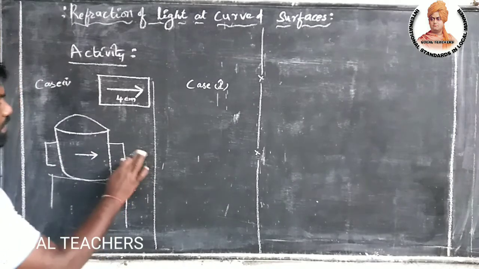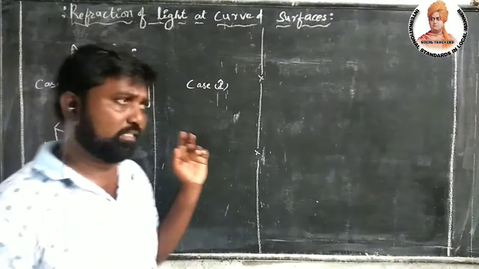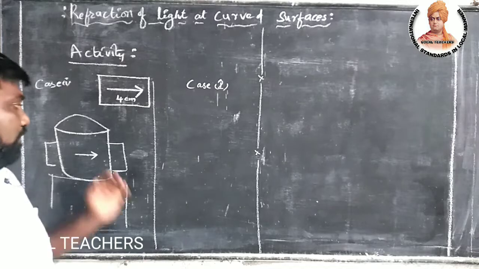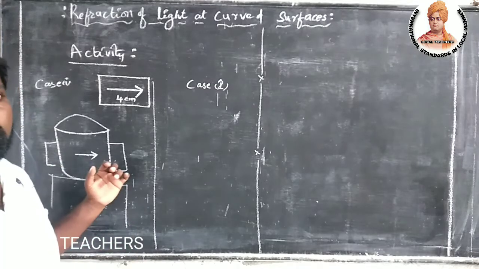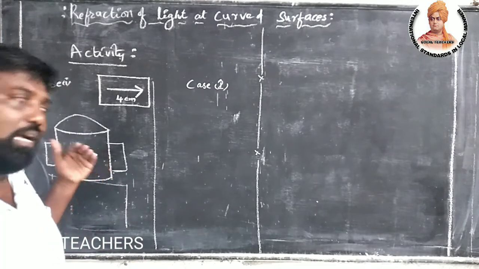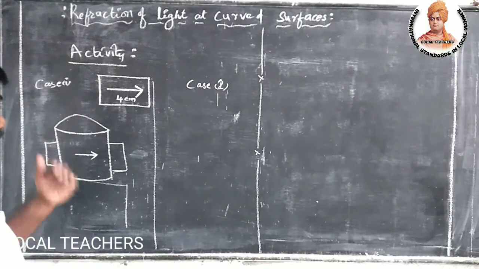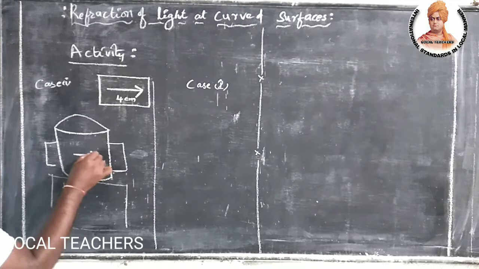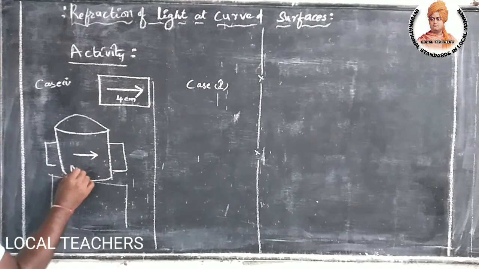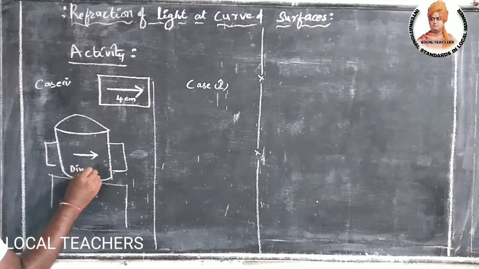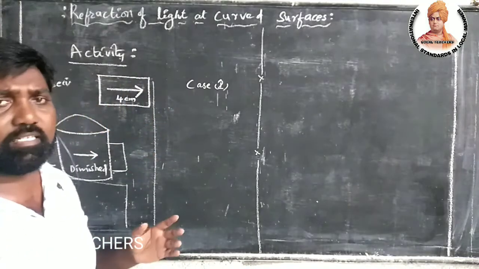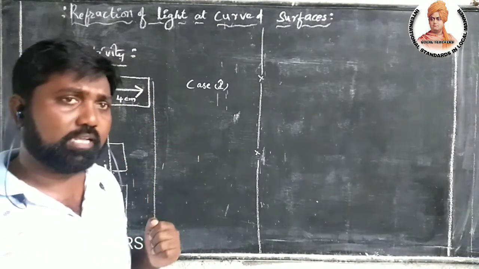Basically its width is 4 centimeters, but when we observe it, placed at the back of the glass, from the other side or from the front side, the arrow looks diminished. It is diminished.